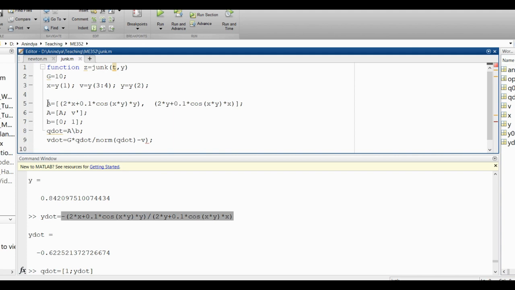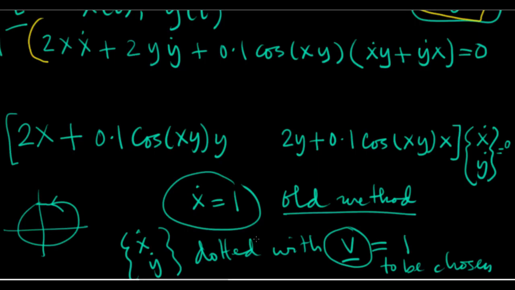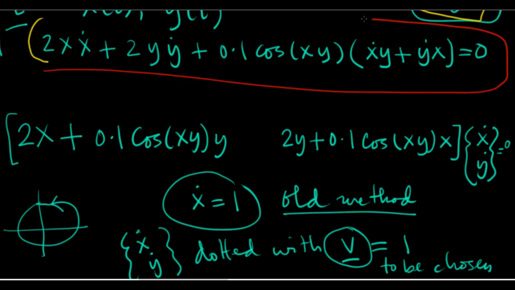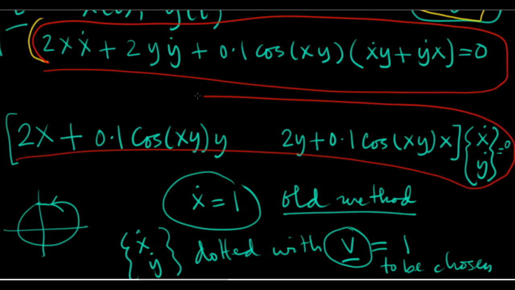Look at this part. This part will be multiplied by x dot and y dot and will be set equal to 0. That is this equation here. This equation here. Let's try red. That is this equation here. Okay. Now, this is the second part. That is the next equation.